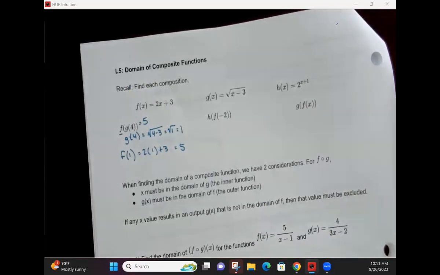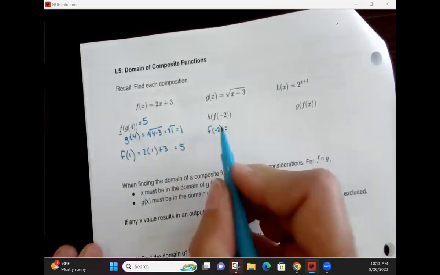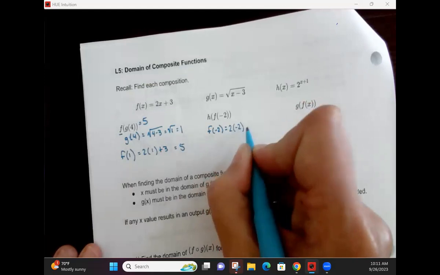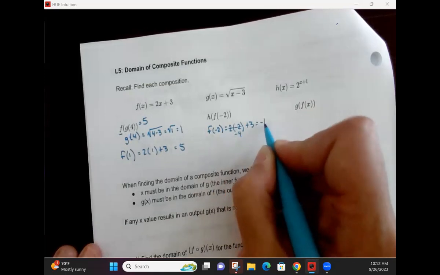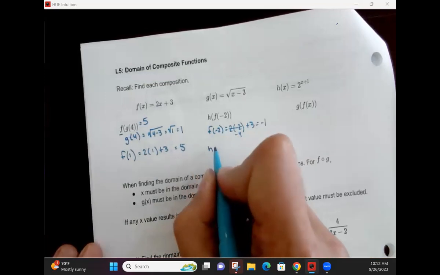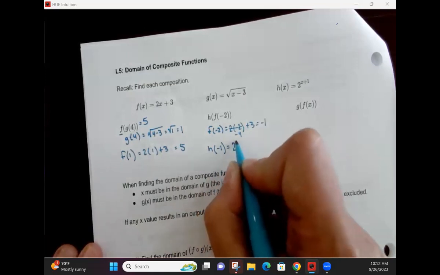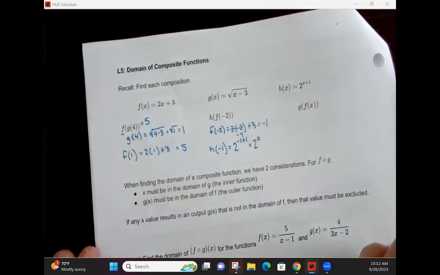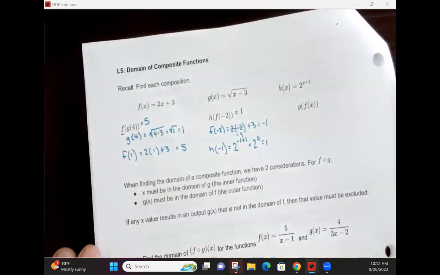Second problem, same idea. So this is a good little refresher for us. F of negative 2 means I am plugging in negative 2 for x in my function f of x. So this would be 2 times negative 2 plus 3. So that's negative 4 plus 3, which is negative 1. Now I'm going to plug that into h. So h of negative 1 would be 2, and then my exponent is negative 1 plus 1. So that's 2 to the 0, and what is 2 to the 0? 1. So h of f of negative 2 is 1.